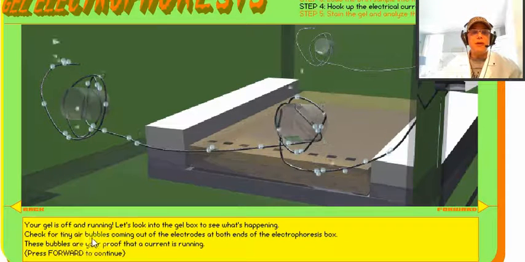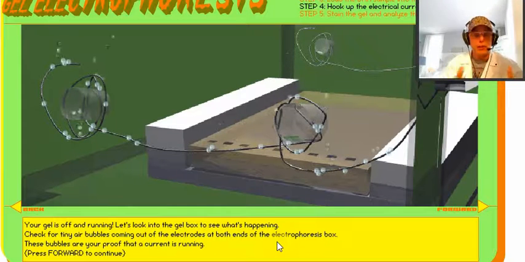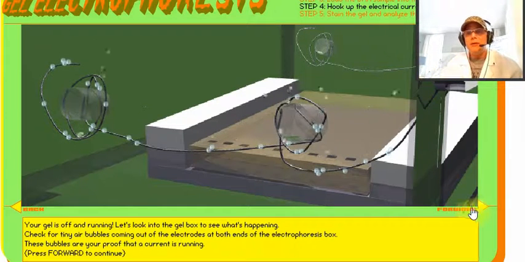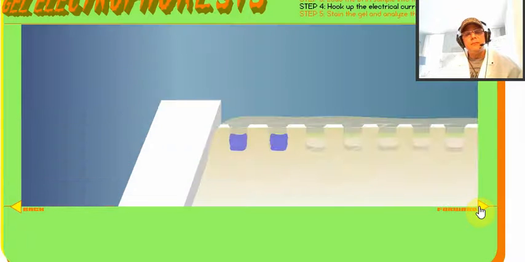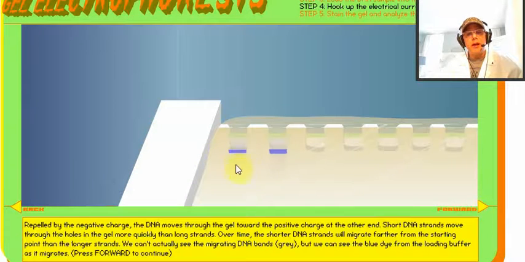Check for tiny air bubbles coming out of the electrodes at both ends of the electrophoresis box. These bubbles are your proof that the current is running. See, what's happening is that electricity is actually breaking water molecules into hydrogen and oxygen gas, so it will make bubbles. I'll take a look right here. Watch this. Watch this. They're moving.